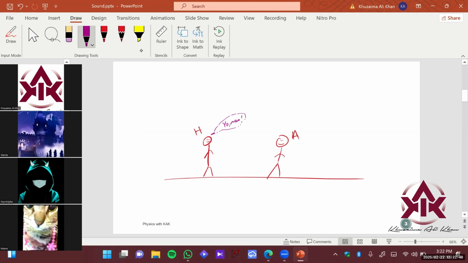So what is happening over here? Surrounding Hamza and Ali, they have air, right? Air has particles which contain different types of atoms. When Hamza speaks, it causes vibration of particles, and sound waves travel through rarefactions and compressions to Ali's ear. Ali's ear has an eardrum. If you recall, inside the ear we have a very thin layer which acts as an eardrum. And when the sound waves hit our eardrums, it vibrates.